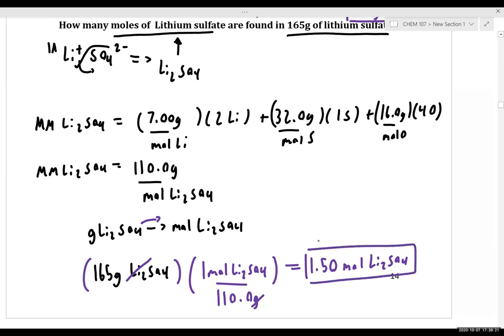Does this make sense to everyone? Is everyone comfortable with this example? Any questions on this example?